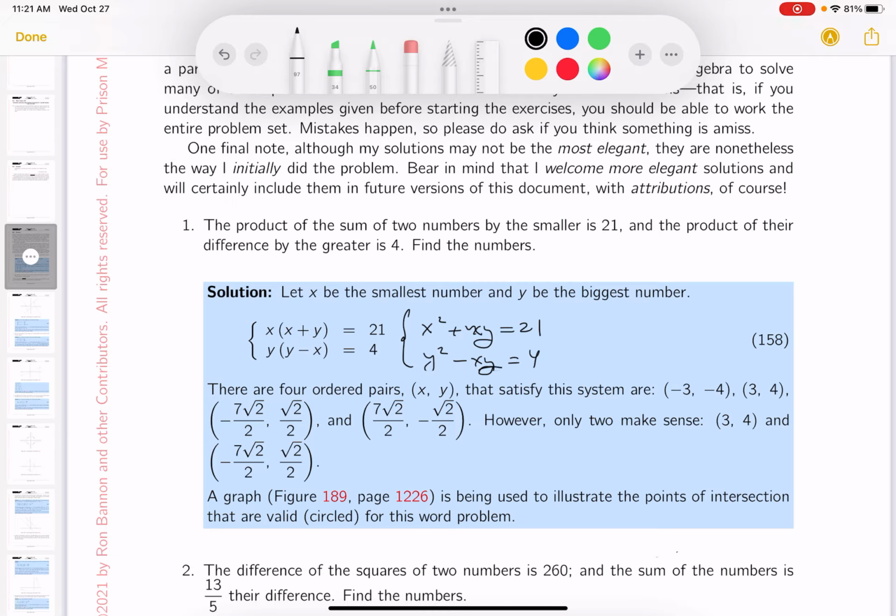It's going to happen to you when you're trying to solve a system. You can say, I'm going to do a different strategy. I'm going to take the first equation and solve it for y. Y would equal 21 minus x squared over x. Then I'm going to take this y and substitute it in the second equation. You're going to get 21 minus x squared over x, squared, minus x. Well, what's the y? It's 21 minus x squared over x, and that equals the number 4.